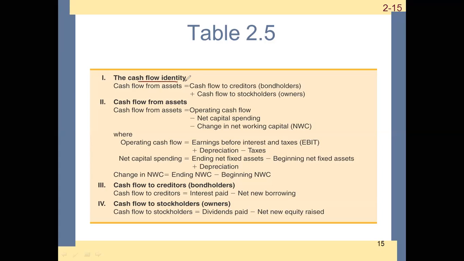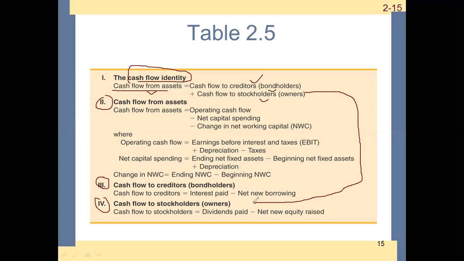So what is a cash flow equation? The cash flow identity or cash flow equation is: cash flow from assets is equal to cash flow to creditors and cash flow to shareholders. So this equation has three things: cash flow to creditors, cash flow to shareholders or stockholders, and cash flow from assets. So the left hand side must always be equal to the right hand side. Okay, it's important. So all these three things are calculated here. Look at here, this is the cash flow from assets, cash flow to creditors, and cash flow to stockholders.